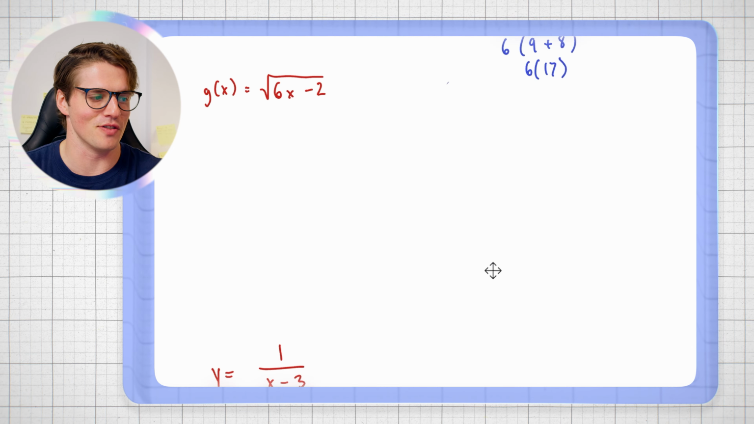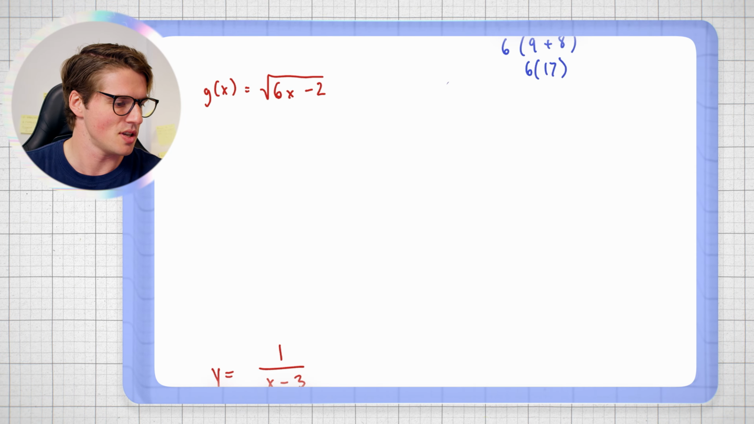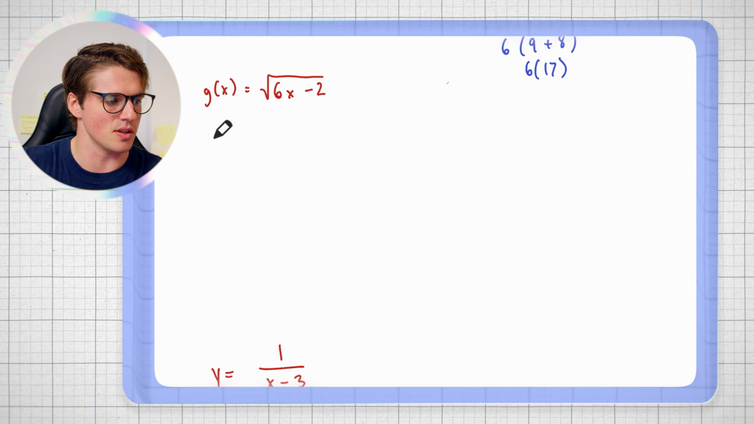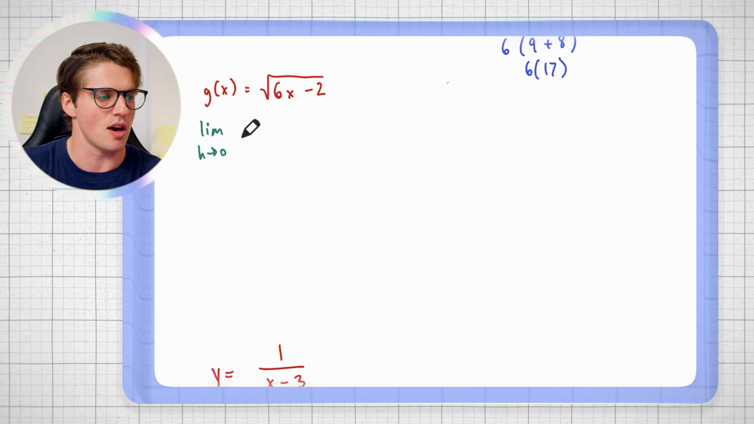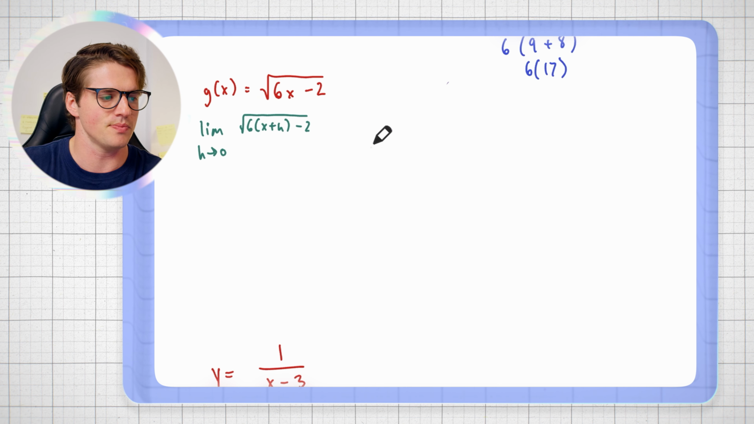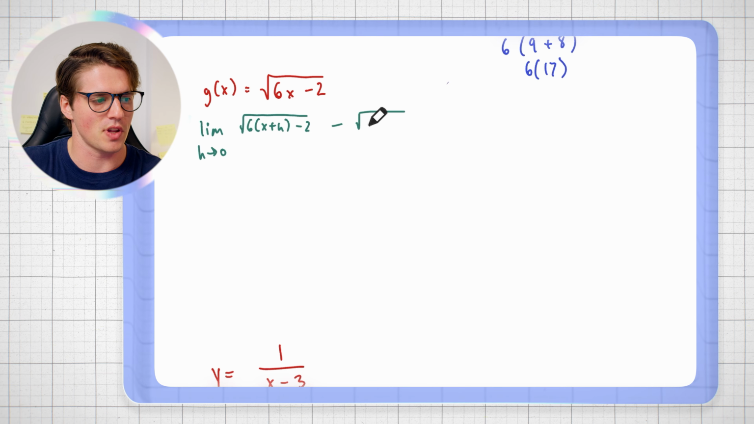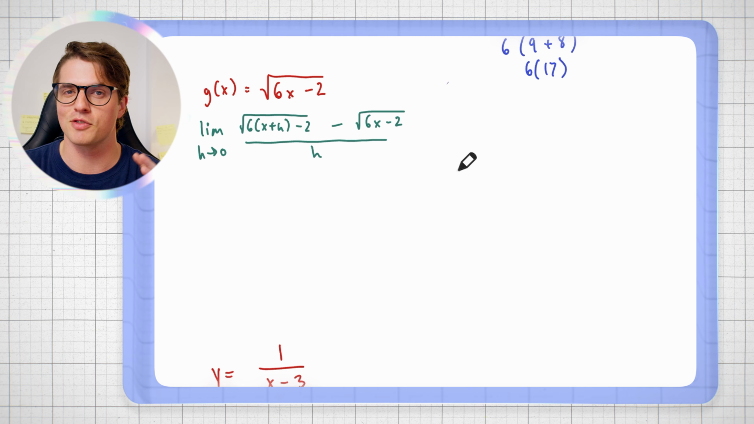We have g of x as the square root of 6x minus 2. So let's get started. We plug into our formula, the limit as h goes to 0 of, this one's going to be a little harder to write, the square root of 6x plus h minus 2 minus the square root of 6x minus 2 all over h.